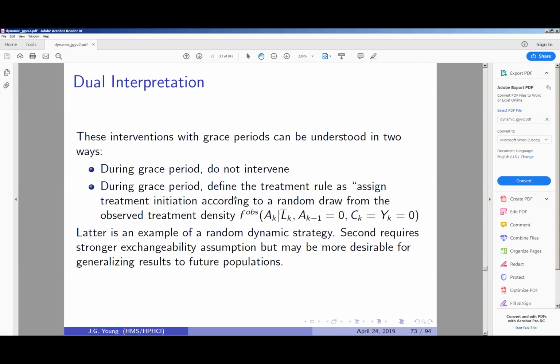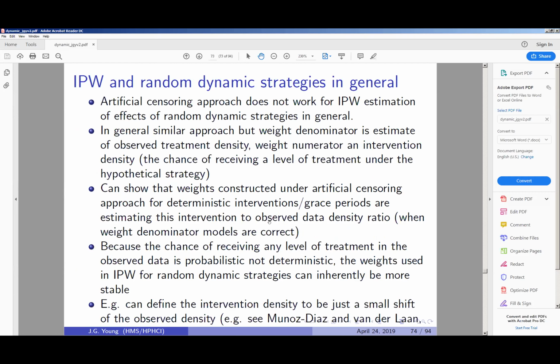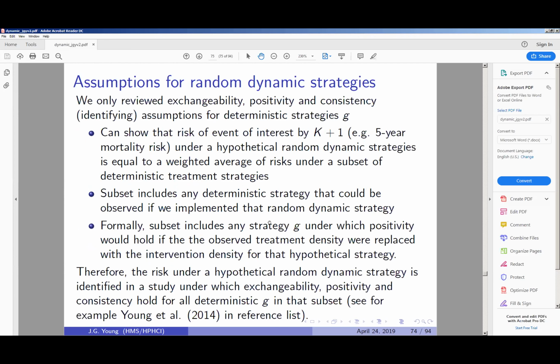And as you might imagine, the latter one requires stronger assumptions because this one allows treatment to be assigned however, whereas this is restricting it to be assigned based on L and A. And so the latter would be an example of a random dynamic strategy because it's talking about a rule where treatment is assigned according to an intervention. So I have a lot of some technical thoughts on random dynamic strategies.